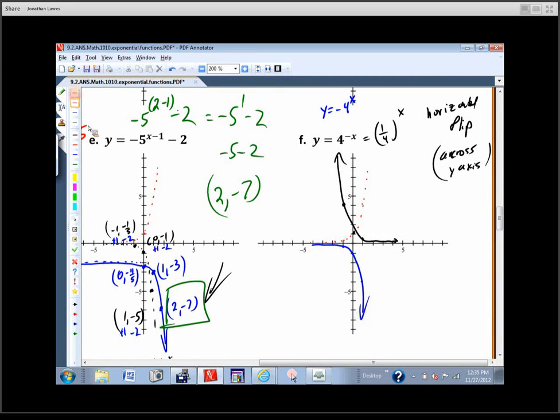And again, we could go through and label the points here, even though mine kind of looks like garbage. This is the point negative 1 comma 4. This is the point 0 comma 1. And this is the point 1 comma 1/4. And again, it's got a horizontal asymptote of y equals 0 out on the right end. Are there any questions there?